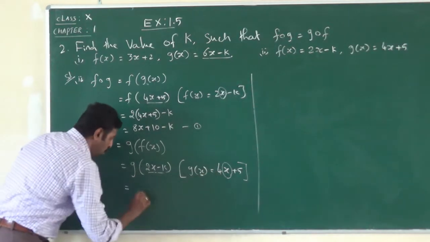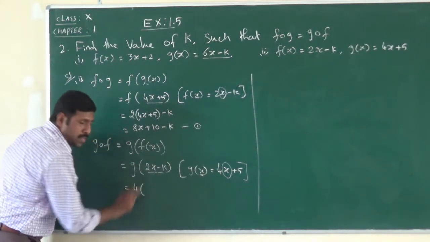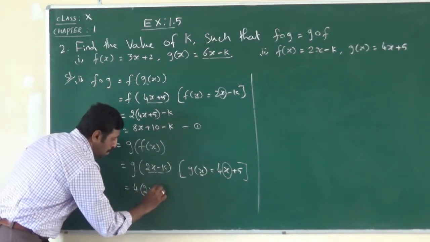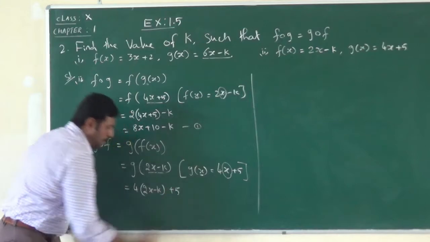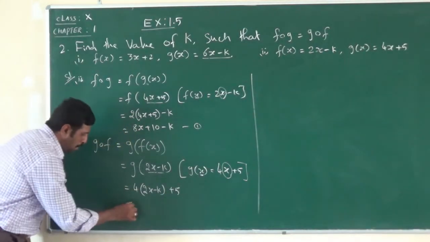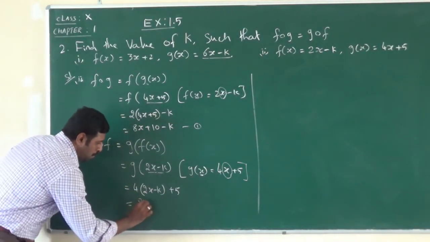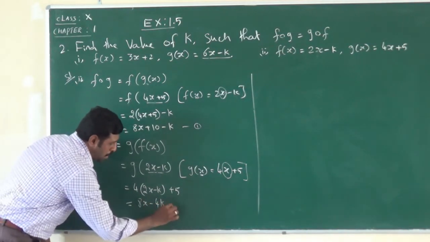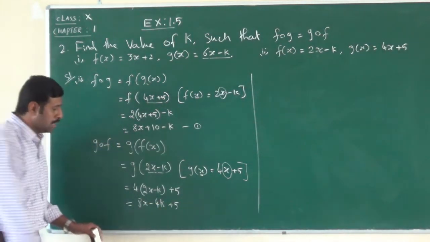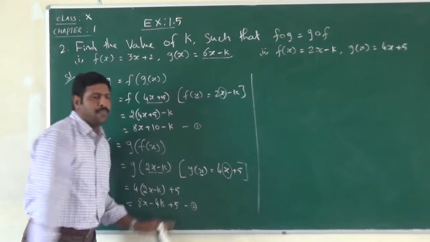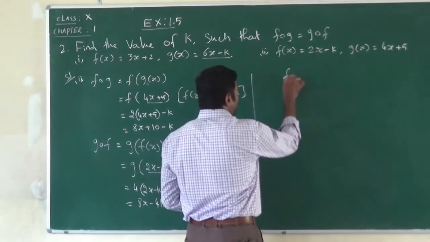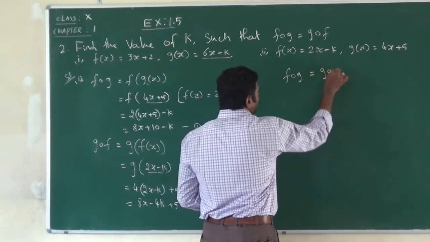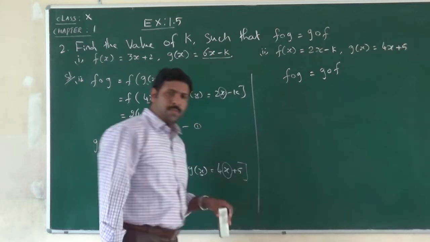So the function is 4 into the x value, which is 2x minus k, plus 5. Now remove the bracket here, multiply with 4. 4 2s are 8x minus 4k plus 5. Let me take this as equation number 2. Now we want to show that f composition of g is equal to g composition of f.